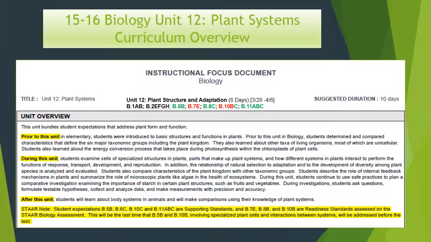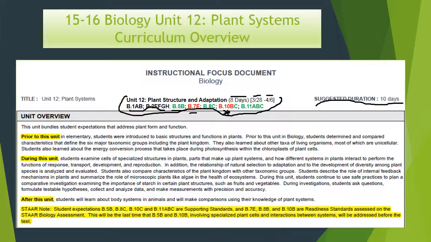Okay, now as we look at our instructional focus document, Unit 12, Plant Systems or Plant Structure and Adaptation has a suggested duration of 10 days from TRS, but on the GPIS DEAG, we've allotted 8 days starting March 28th through April 6th. Our processing skills are noted here in black, our supporting standards are in green, and our readiness standards in red. Our newest standard for this unit, out of all of the other SEs, is B10B.